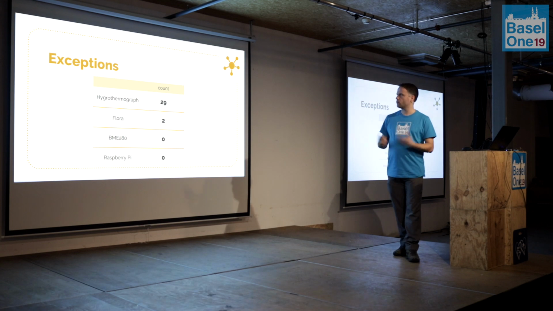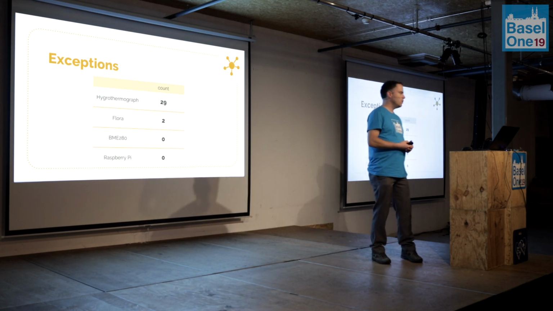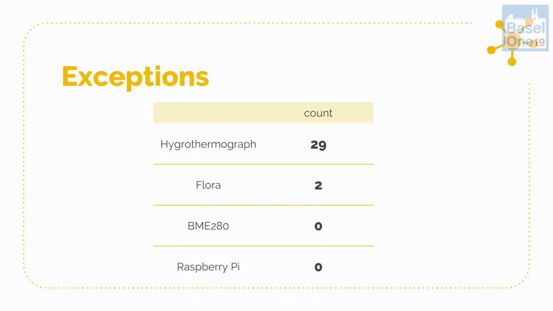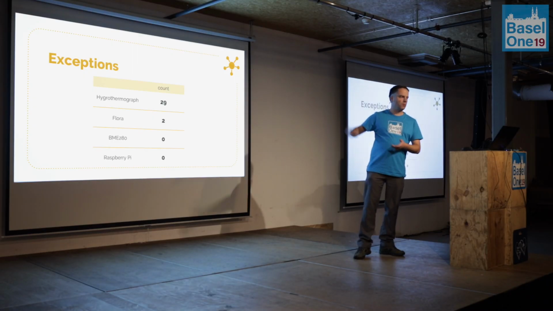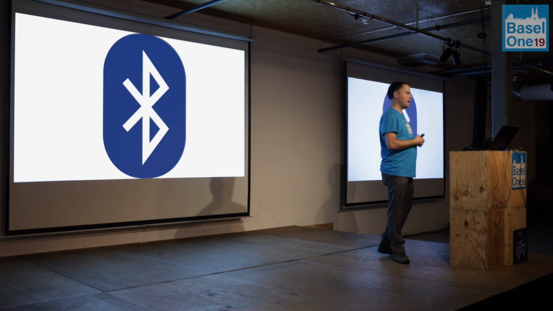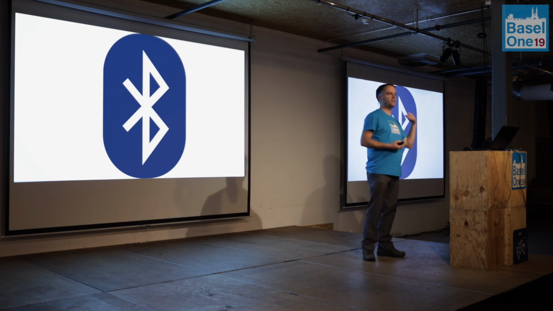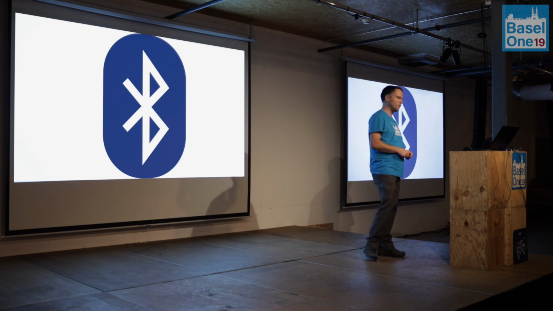And what I found out after running it for a while was that the hygrothermograph and the FLORA sensors were causing the most exceptions. I did quite some runs, and most of the time the result was comparable to this. Probably it's through Bluetooth, and partly maybe also because I destroyed the connection after a while. But the Bluetooth sensor is a bit more brittle.